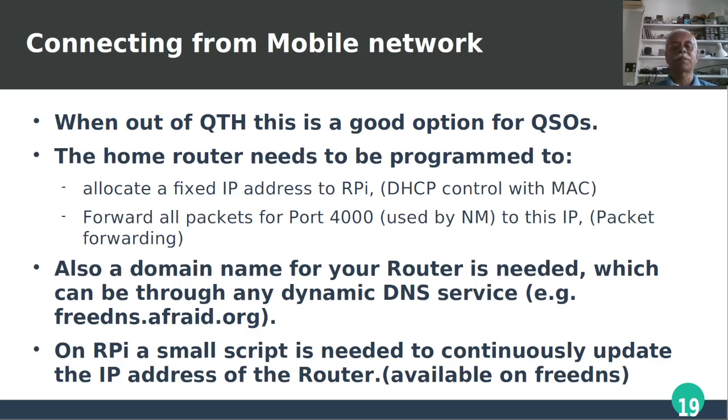And then some small program or script on the Raspberry Pi will keep polling that DNS service every 5 minutes or so. And if there is any change of the IP address of your router, due to say power loss or a change by the ISP, then it will be updated in the DNS service.